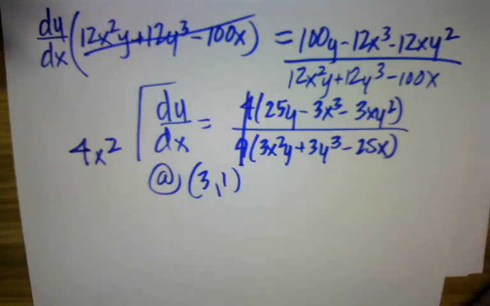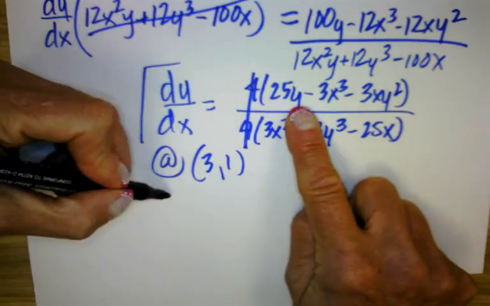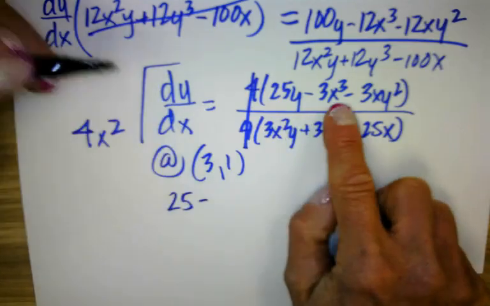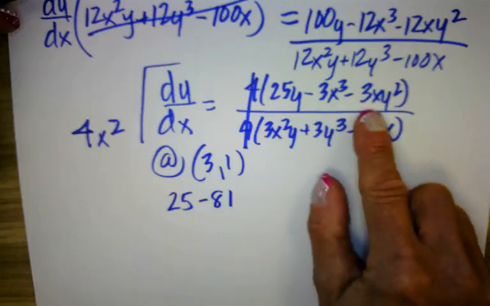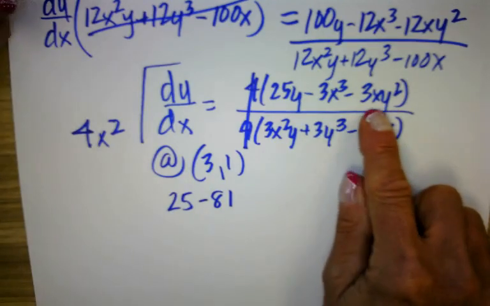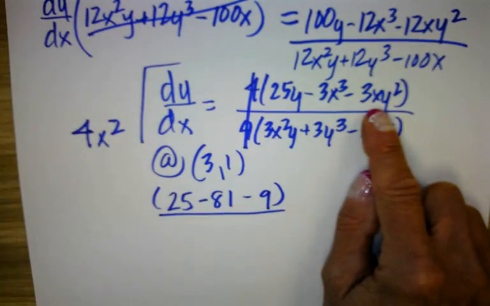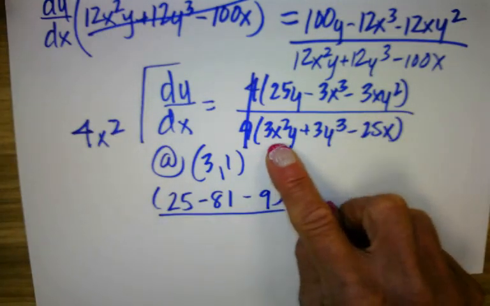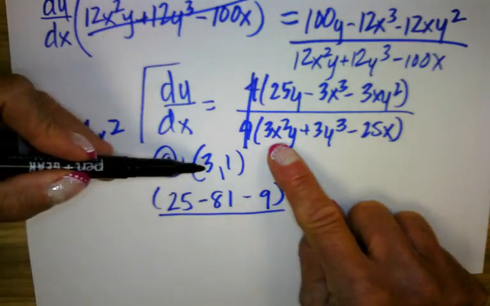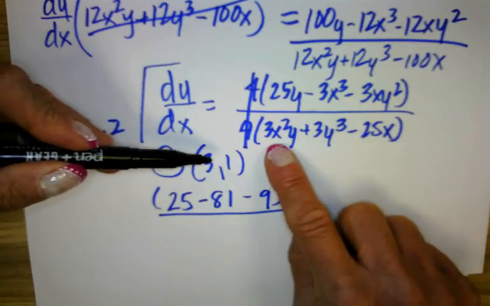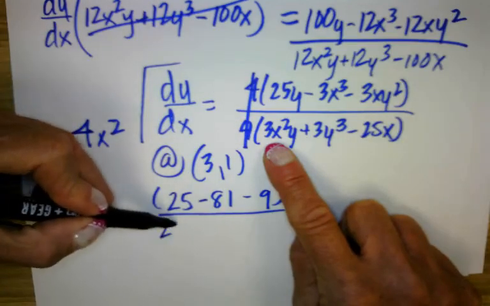3 cubed is 27 times another 3 is 81. Here, that's just going to be 1, so 3 times 3 is 9. And you do have to work out all the top first. And then in the denominator, this is just like evaluating an expression, like the first day of Algebra 2. So now I'm just putting 3 in for the x's on the bottom, and 1 in for the y's. So this becomes 9 times 3 is 27 plus 3 y cubed. 1 to any power is still 1. And then minus 75.